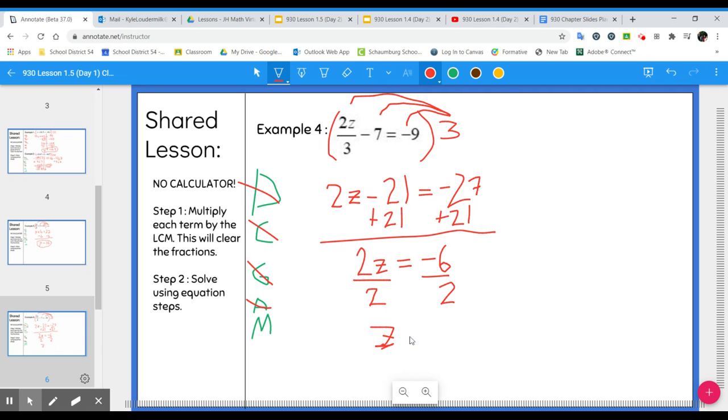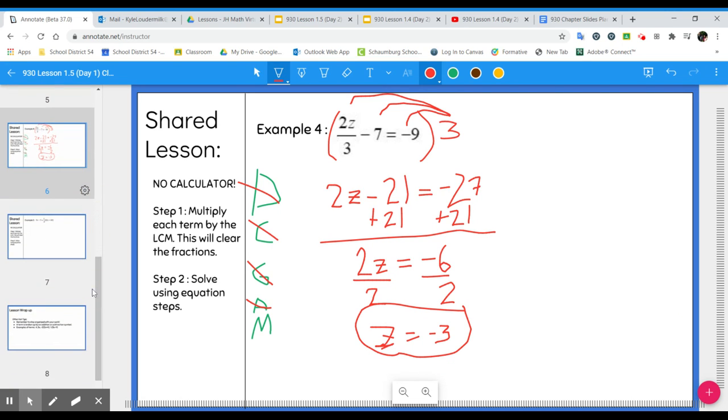Terrible looking z, but just deal with it. That's z equals negative 3. So I plug that back in to check it. 2 times negative 3 is negative 6. Negative 6 divided by 3 is negative 2. Negative 2 minus 7 is negative 9. Circle it, put a check mark next to it, whatever you got to do, confirming that that is correct.